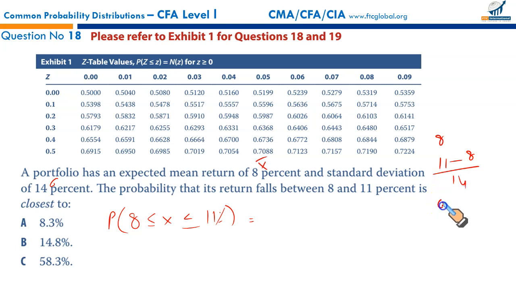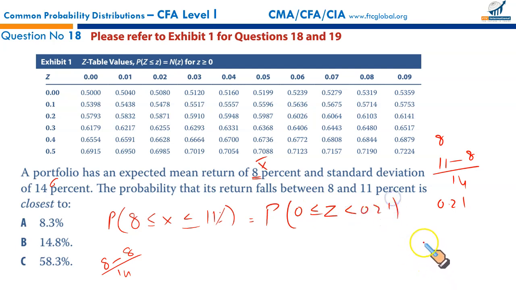If you simplify, it gives us 0.214 or simply 0.21. When you calculate for 8, it's 8 minus 8. Interestingly, the mean happens to be 8 as well. 8 minus 8 upon 14 is 0. So basically you need to calculate the probability between these two z-scores, 0 and 0.21. Here we have the normal distribution. This is your 0, and somewhere here you have 0.21. So you're talking about this region from 0 to 0.21.